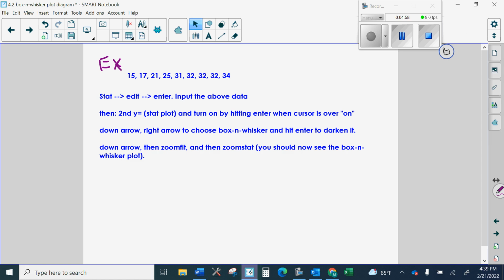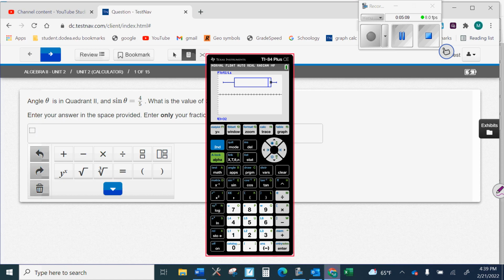Like I said, the only thing that I would need to add to this right now would be to hit this trace button, and then you can just do left and right to get your minimum, Q1, Q2, Q3, and maximum. If there were outliers, I would go back to the second stat plot, hit enter, down arrow, and go to that one right there. And I'd hit enter right there, zoom 9. And if there were any outliers, they would come up as individual points on this graph. There are no outliers because we don't see any individuals on this graph. But that's how it would come up.